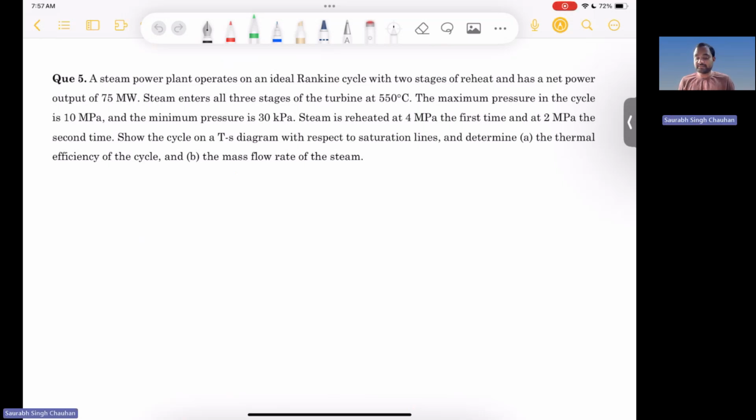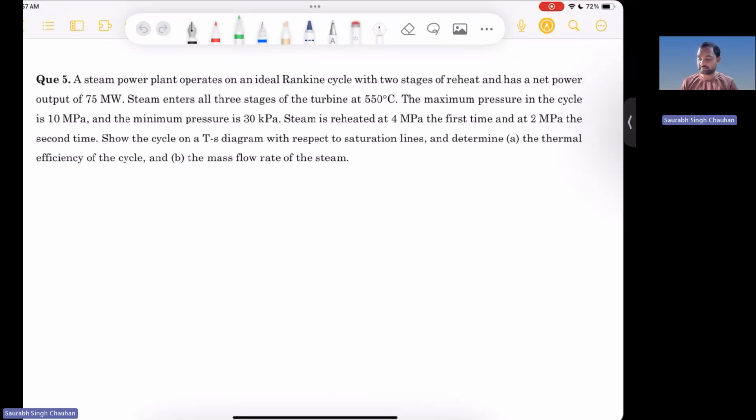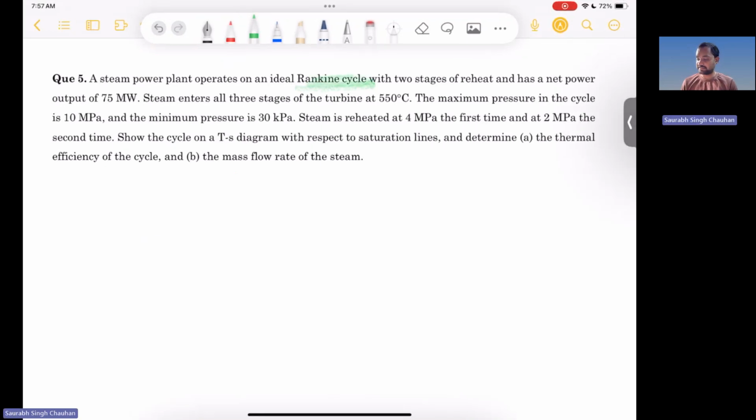Question number 5 says, a steam power plant operates on an ideal Rankine cycle with 2 stages of reheat and has a net power output of 75 megawatt. Okay, so there is a steam power plant and it has 2 stages of reheat. Ideal Rankine cycle, 2 stages of reheat, net power output of 75 megawatt.